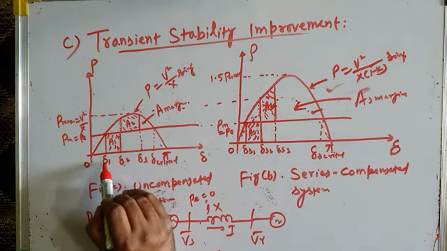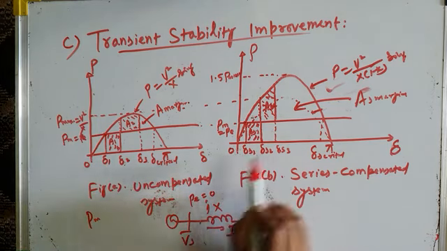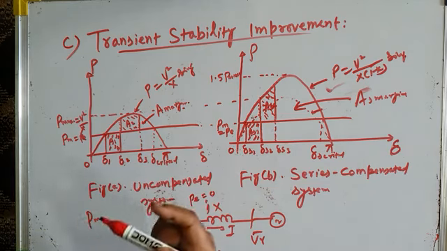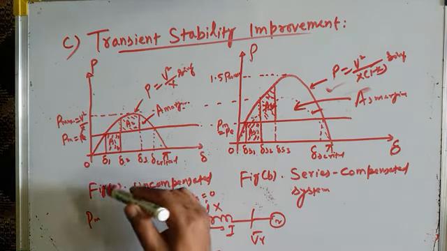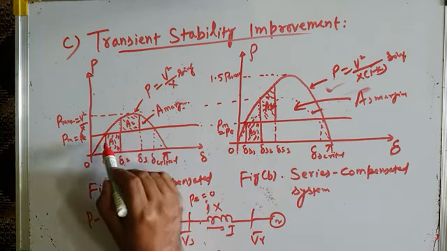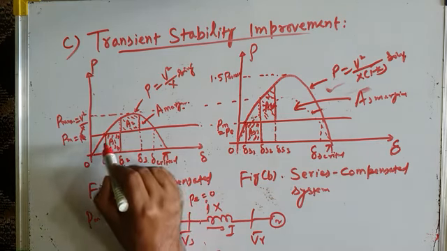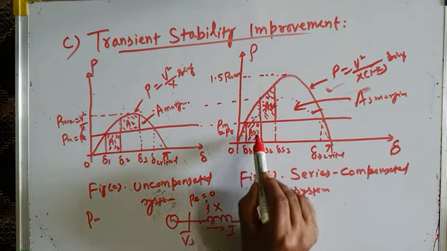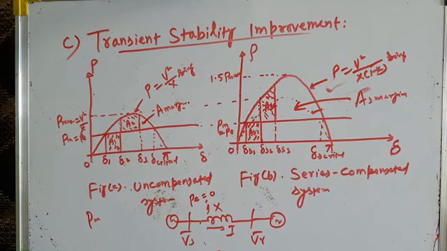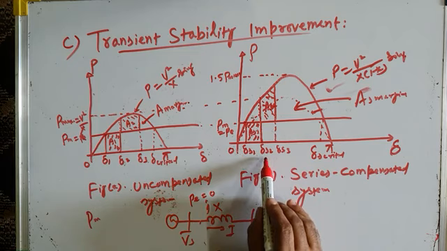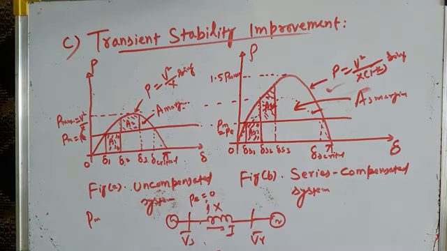And during this process from delta 1 to delta 2 or delta S1 to delta S2, since the machine accelerates, it stores accelerating kinetic energy because of the mechanical input, but the electrical output is zero. The machine accelerates and it stores the kinetic energy in its rotating parts, and that accelerating kinetic energy is given by area A1 for the uncompensated system and area AS1 for the compensated system. And as soon as the transmission angle is equal to delta 2 for the uncompensated system or delta S2 for the series compensated system, we assume that the fault is cleared.